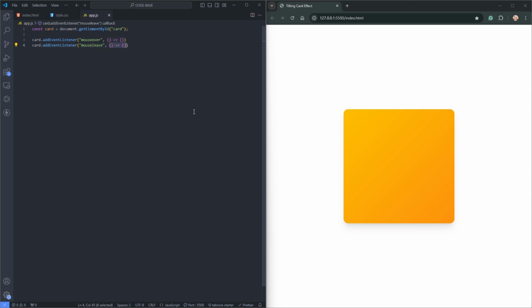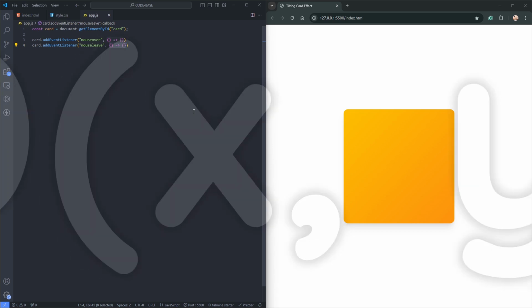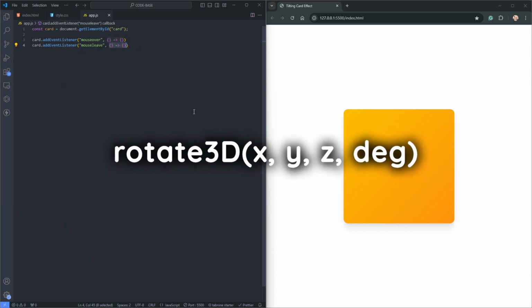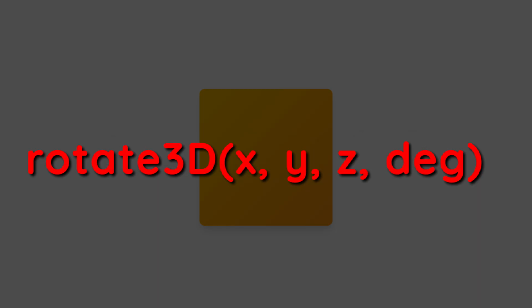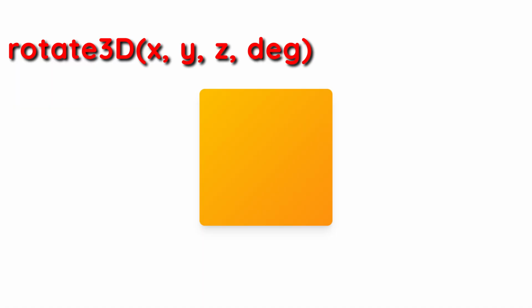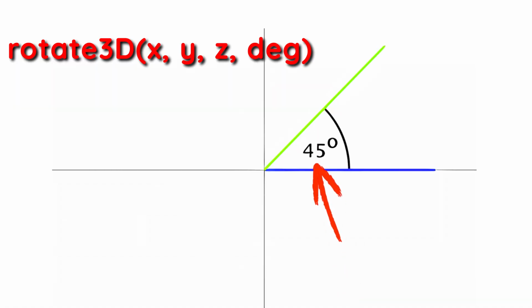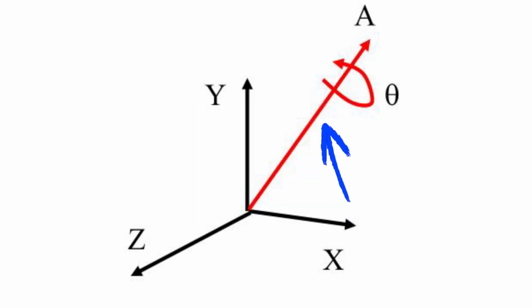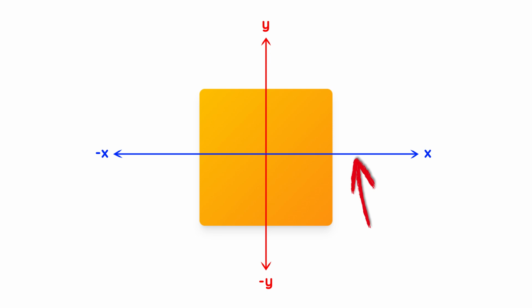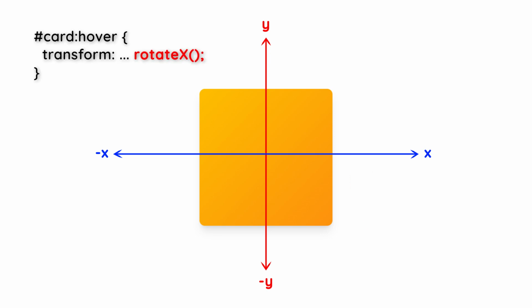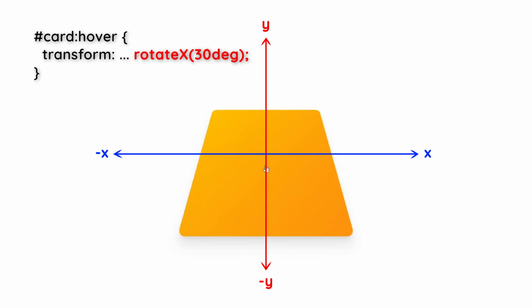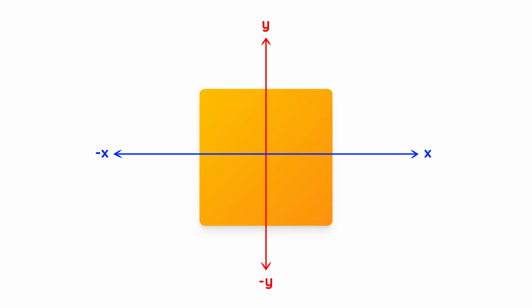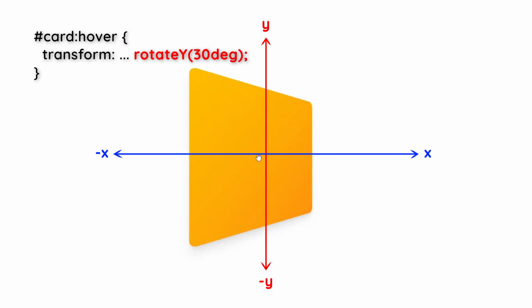But before going further, let's first understand the CSS Rotate 3D property, which we are going to use to achieve the effect. The property accepts four arguments, x, y, z, and angle. Angle is clear, it's the rotation angle. As for the x, y, and z, they allow us to create an arbitrary rotation axis in 3D space. Let's say we want to rotate the card around the x-axis by 30 degrees. We call the rotateX property, give it 30 degrees, and done. Around the y-axis, again the rotateY property, and we did it.